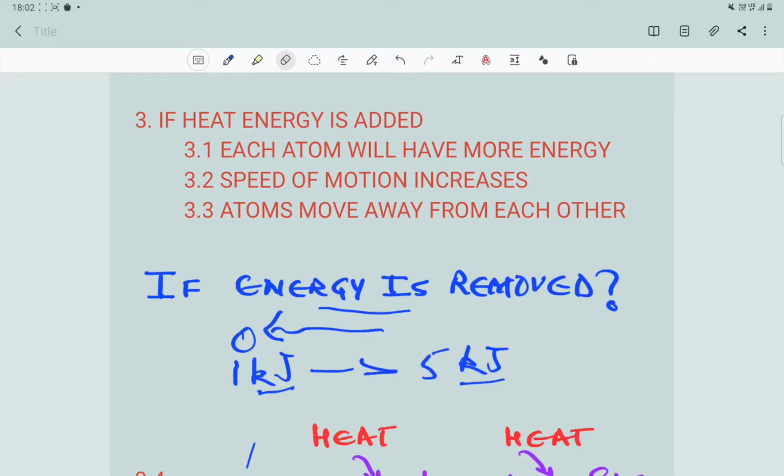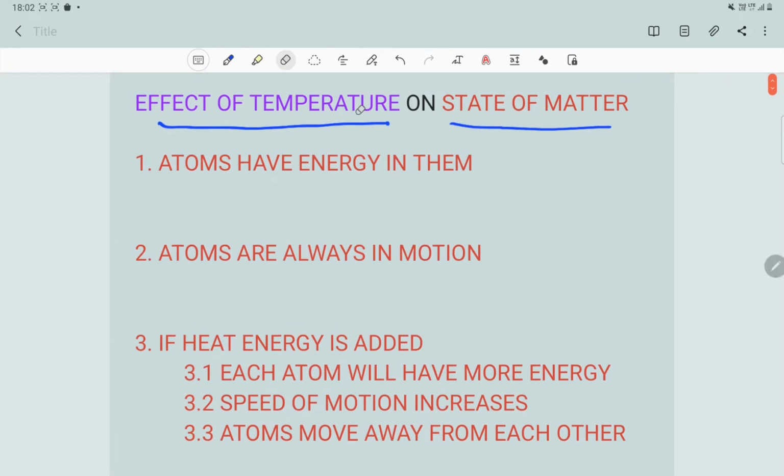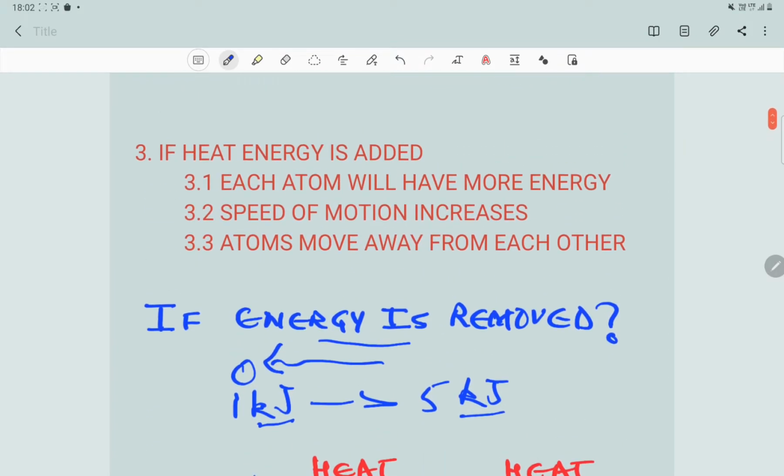Our fourth video in the series on the lecture on the effect of temperature on the states of matter. In this particular lecture, we will learn about the third consequence, or the third point, about what happens when heat energy is added to any state of matter. When you add it to a solid or a liquid or a gas, what happens? And what happens when you remove heat from it?